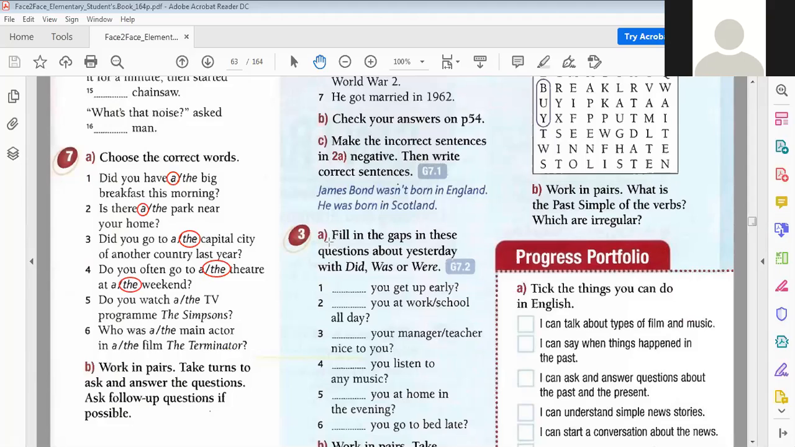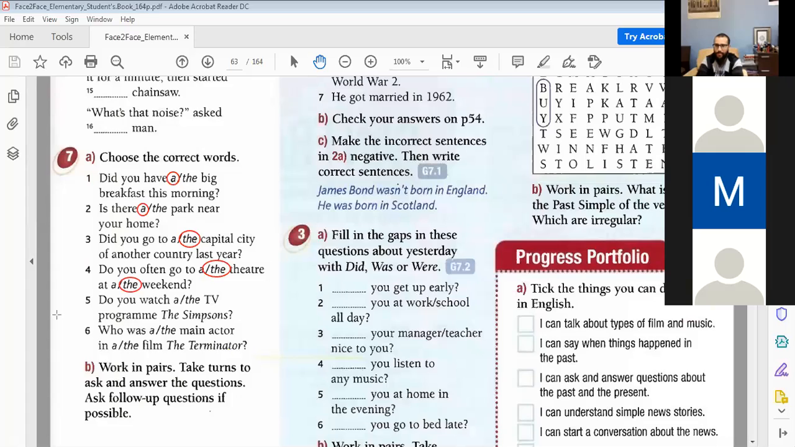Let's see, maybe Manan, would you like to try number 5? Yes. Do you watch the TV? The TV? Yes. Do you watch the TV? Okay, finish the sentence, there is still the rest of the sentence. Do you watch the TV program The Simpsons? Yes. The Simpsons. Correct.